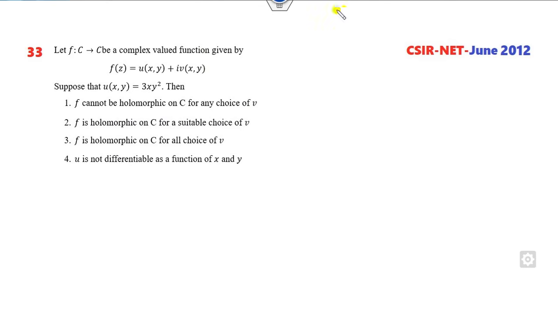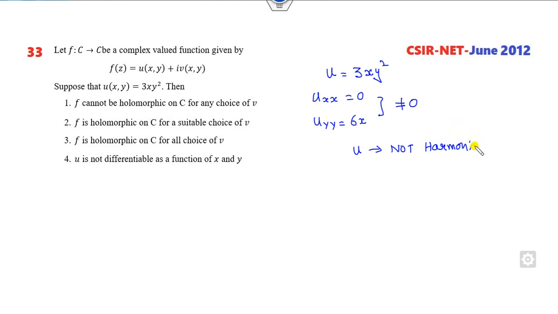Another question is from the year 2012, which is similar to this. Here instead of v it is u. Again you can see u_xx is 0 and u_yy is 6x. Now clearly see that the sum is not 0. So it means u is not a harmonic function. So what is the meaning of that? If it is not harmonic, it means f is not analytic or holomorphic. So again this is the correct option, the rest are cancelled.